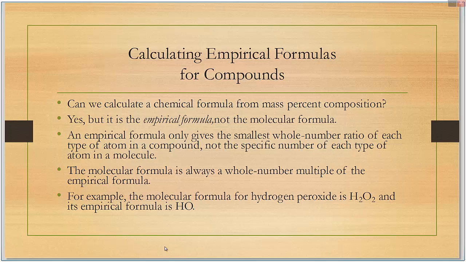So let's say, for instance, we're given the reverse. Instead of determining the percent composition, we actually have the percent composition, and we're trying to figure out what compound it is. It is possible for you to go back and forth that way. However, it's not going to give you the complete compound. What it's going to give you is the empirical formula.